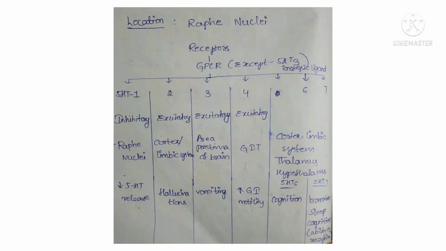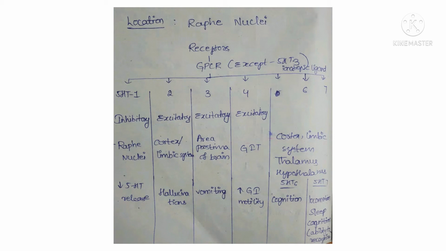The first type is inhibitory, whereas 2, 3, 4 are excitatory. So 5HT1 is inhibitory and located in the raphe nuclei. And 5HT2 is excitatory, located in the cortex and limbic system. And 5HT3, excitatory, is in the area postrema of the brain. And 5HT4 is also excitatory, present mainly in the gastrointestinal tract.